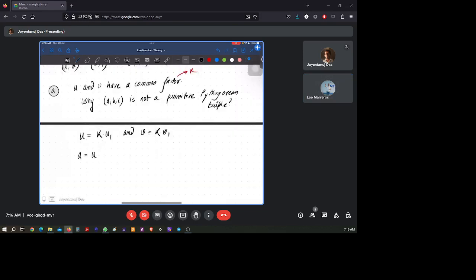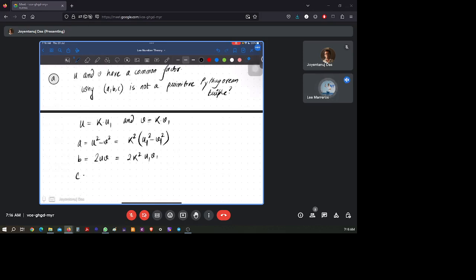So A equals U square minus V square. So it will be K square times U1 square minus V1 square. B is 2UV, so it will be 2K square U1 V1. And C is U square plus V square, so it will be K square times U1 square plus V1 square.